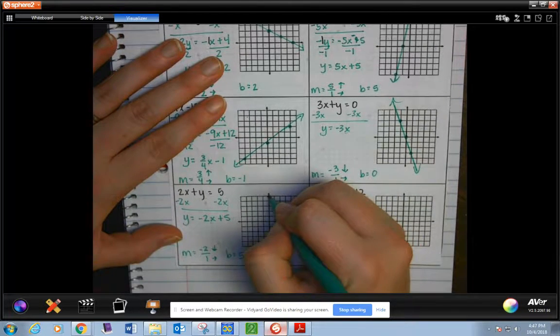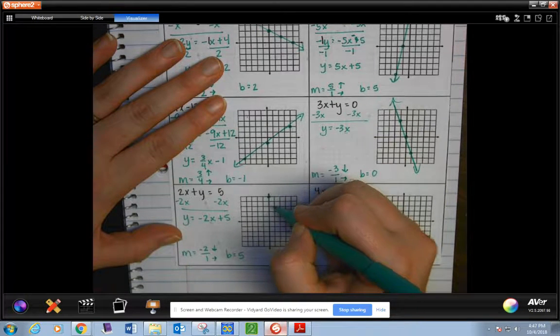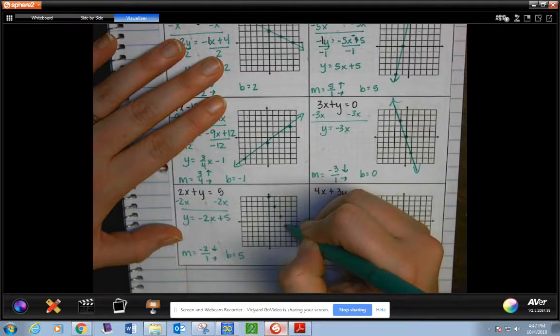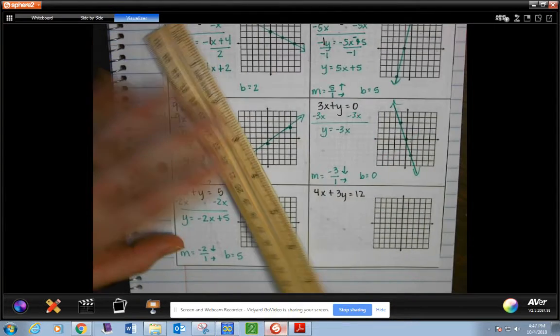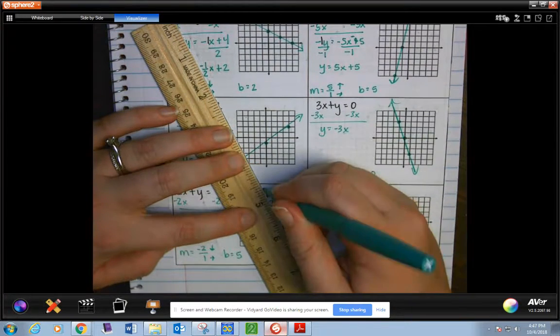So we're going to start up here at 5 on the y-axis, and we are going to go down 2 and right 1. Down 2 and right 1, down 2 and right 1. 3 to 4 points is plenty. Take your ruler, connect your dots, draw your line.